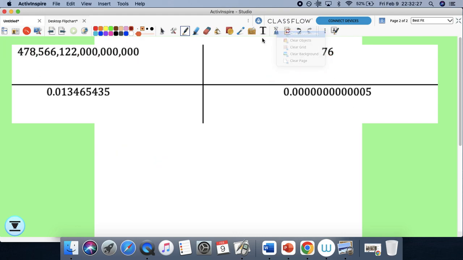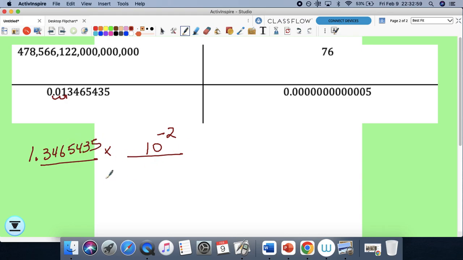The bottom two. Now the bottom two is going to be negative exponents. So it's going to be this times 10 to a negative exponent. Same thing. Move the decimal to the right of the first non-zero digit. So the first non-zero digit is 1. So 1, 2. So that decimal travels 2 spaces. So it's going to be times 10 to the negative second power. And then our first factor is going to be 1.3465435.